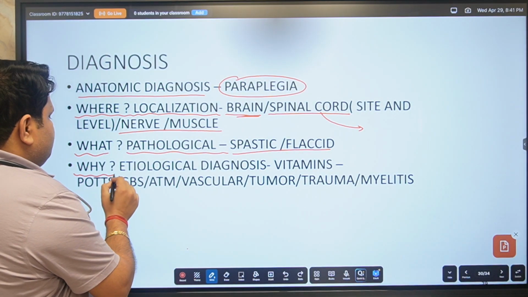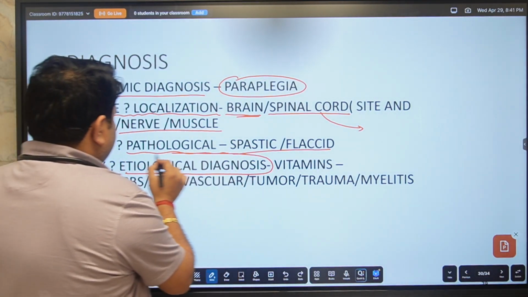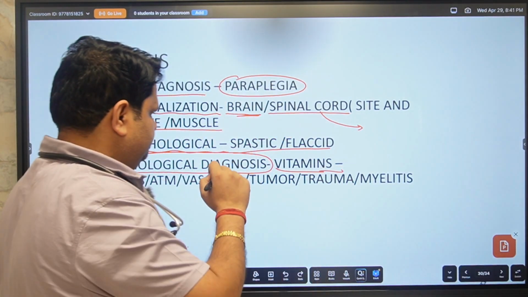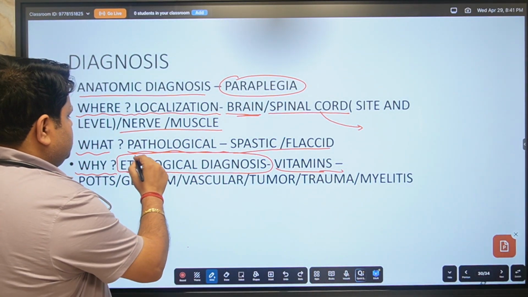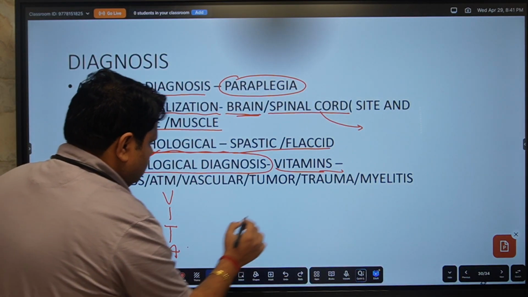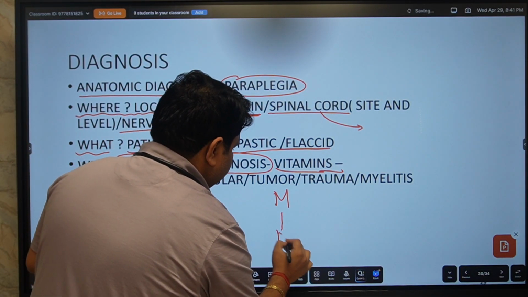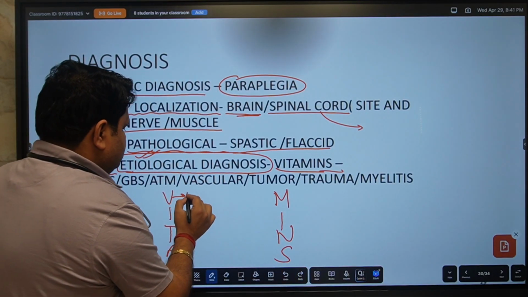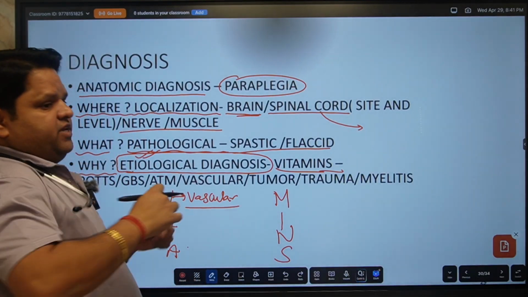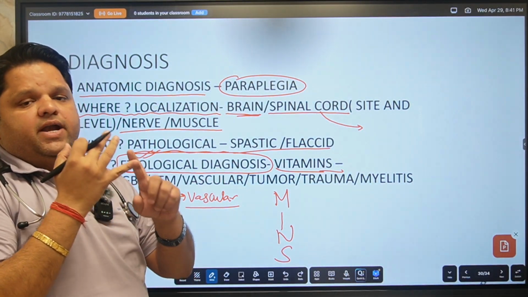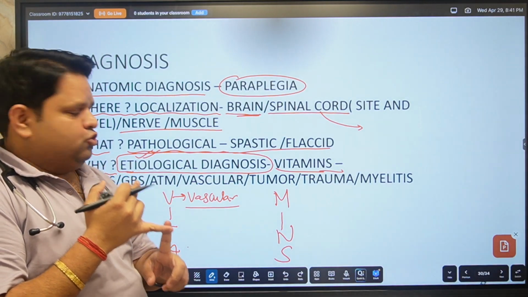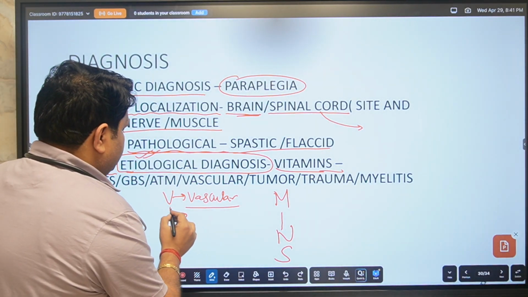Then last is the why. Why, what is the etiological diagnosis, as we discussed in the vitamins. So for etiological diagnosis, V for vascular. For paraparesis, we have anterior spinal artery thrombosis, posterior spinal artery thrombosis.